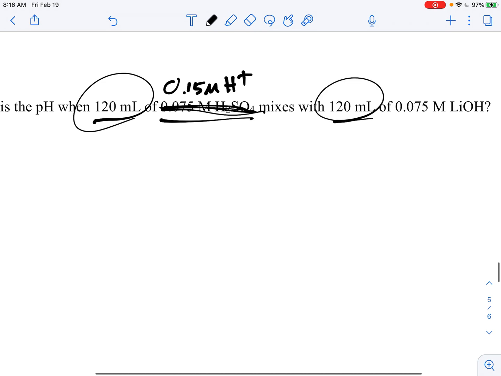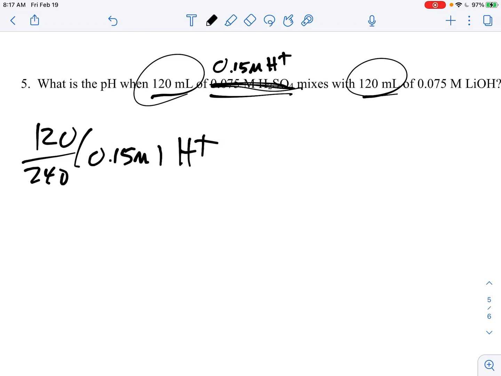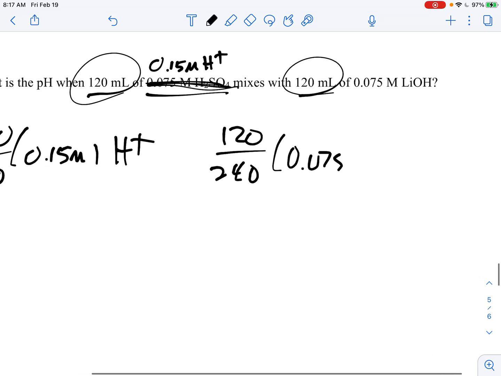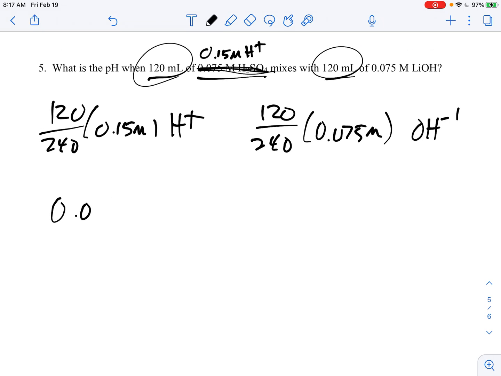And it's 120 and 120, so that's going to be, again, 120 2/40ths, or it's going to get cut in half of 0.15 molarity for my acid, and it's going to be 120 2/40ths of 0.075 molarity of my base, because, again, you're talking about a strong acid, strong base situation. So this is going to be 0.075 molarity of your acid after it is cut in half, and that's going to be, what's half of 75? 37 and a half, 120 2/40ths of 0.075.